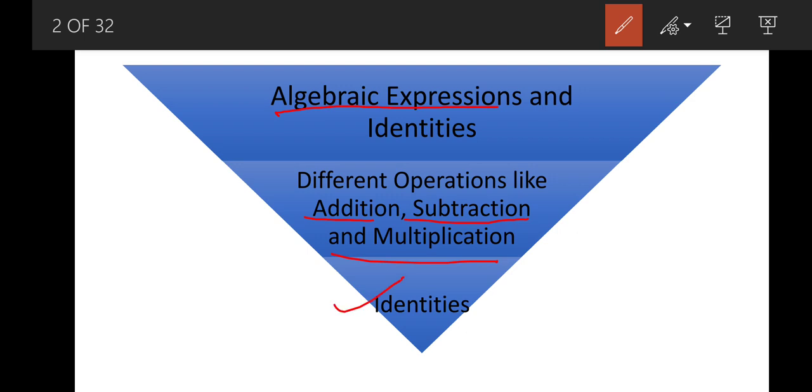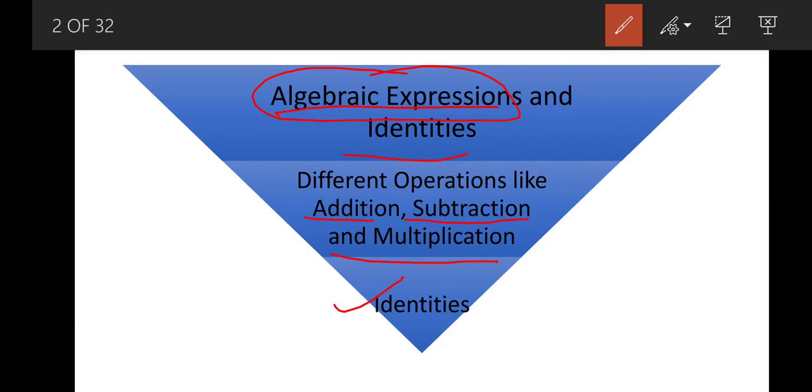So as far as this chapter is concerned, we are supposed to basically deal with algebraic expressions and the various operations performed on the algebraic expressions, and then we need to know what do you mean by identities, or what are the different identities we need to use.